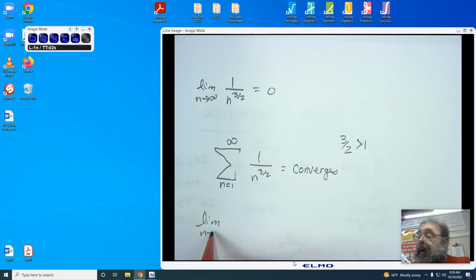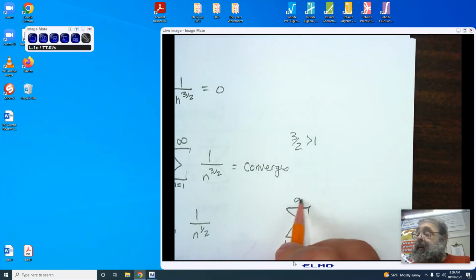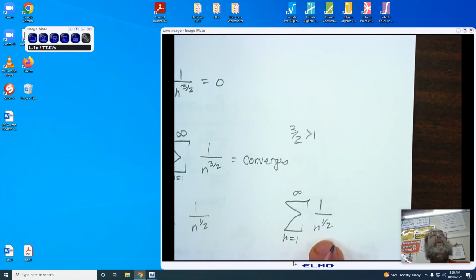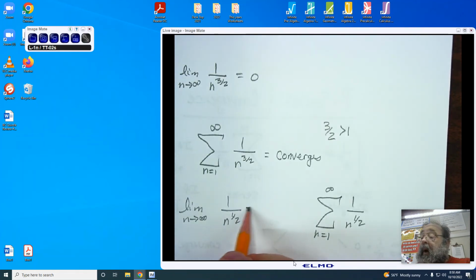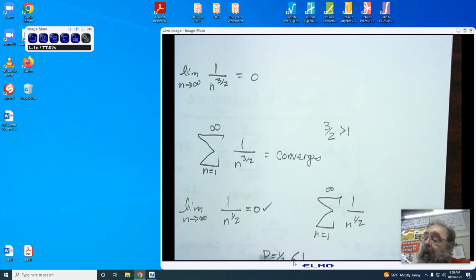The limit as n approaches infinity for 1 over n to the 1/2, which is going to come from the series n equals 1 to infinity of 1 over n to the 1/2. Does this converge or diverge? Well, our first piece goes to 0. It satisfies the condition, but because p equaling 1/2 is less than 1 and greater than 0, we have a divergence.